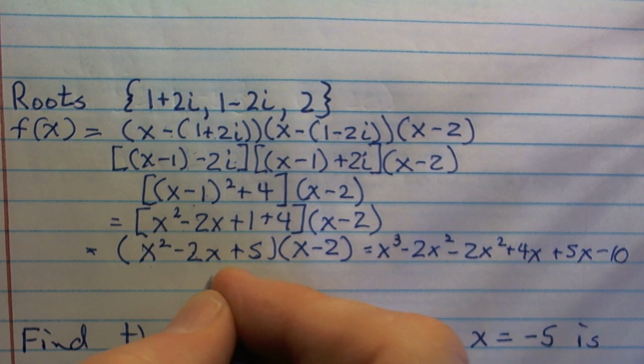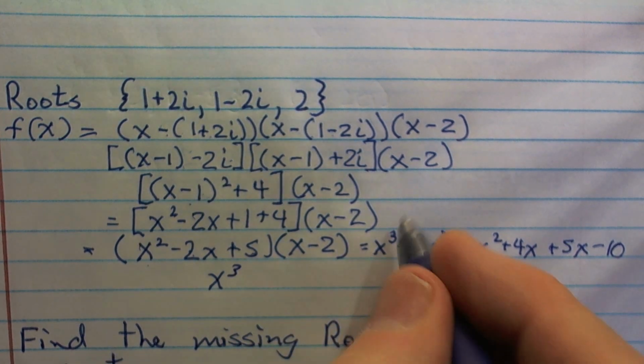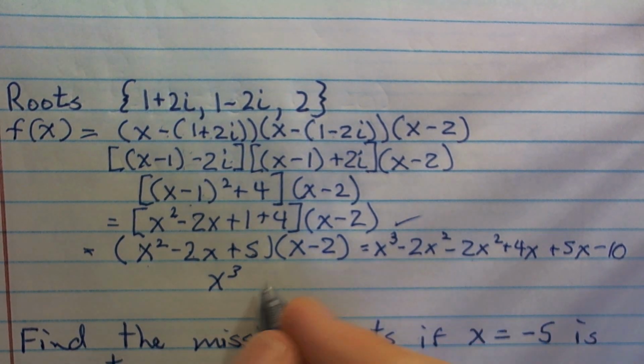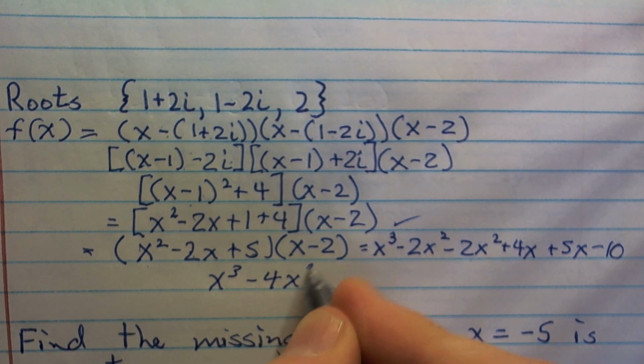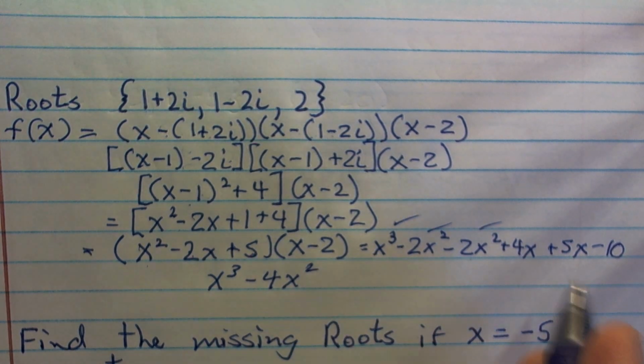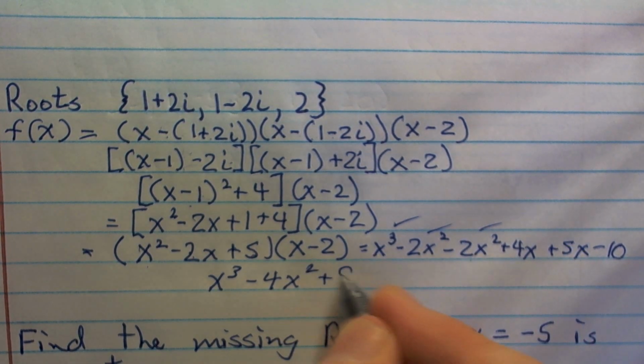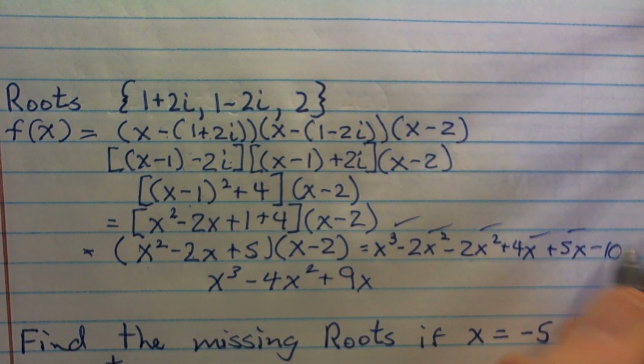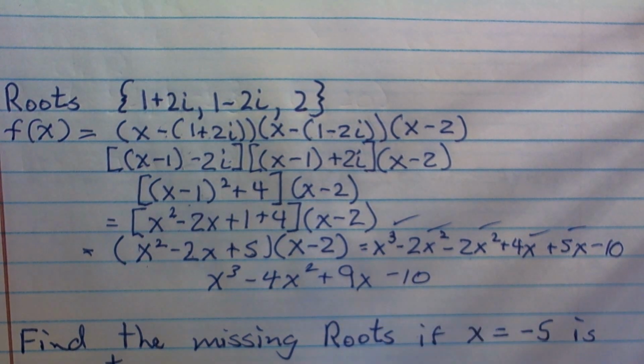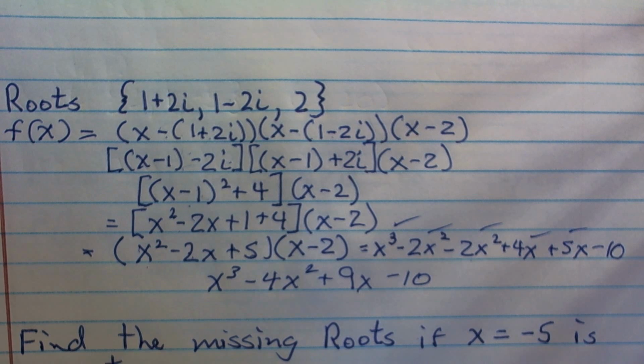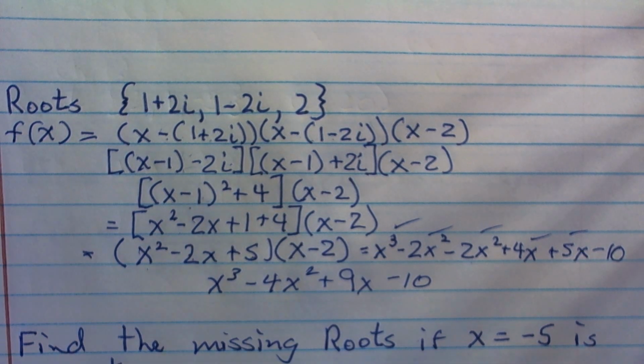Okay, so let's see what we've got here. We've got x cubed minus 4x squared plus 9x and then minus 10. And we're done. Okay, so that's the way we would do that.